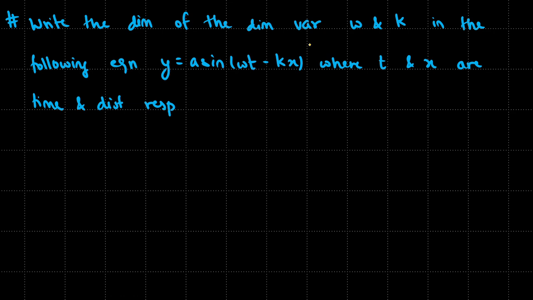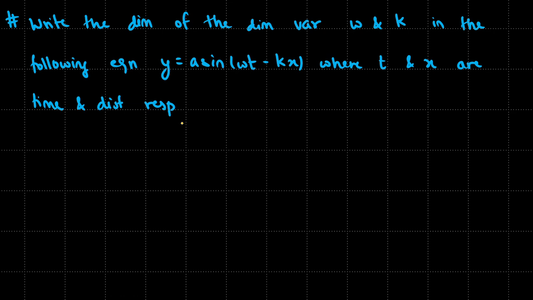We don't know what they are, and we have to find omega and k. Since omega and k are to be found, and since y and a are not given, it means that y and a are not significant when finding the dimension of omega and k in this case.